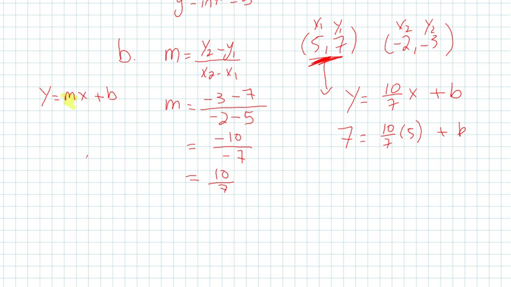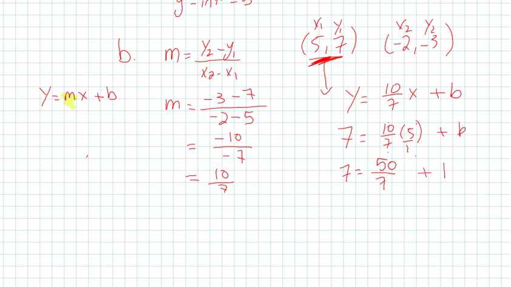So, fractions. 10 over 7 times 5 is 50 over 7. When you multiply fractions, you multiply numerator by numerator and denominator by denominator. You have 10 over 7 times 5, and 5 is technically 5 over 1. So that's 50 over 7 plus b.